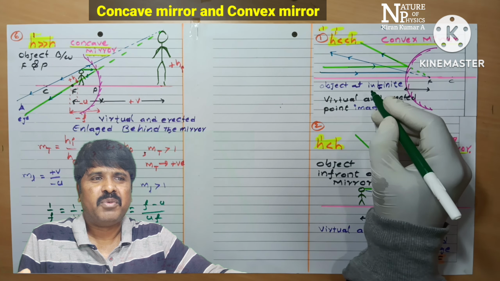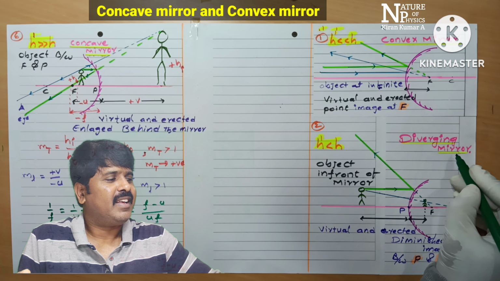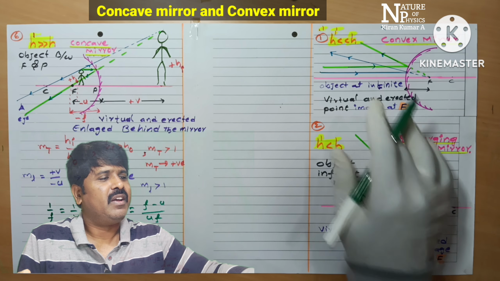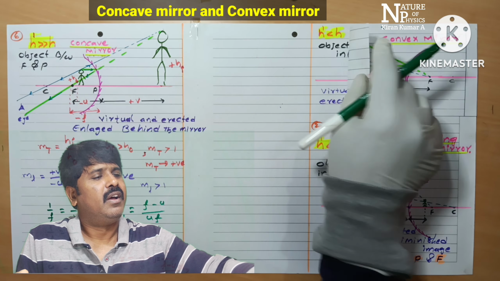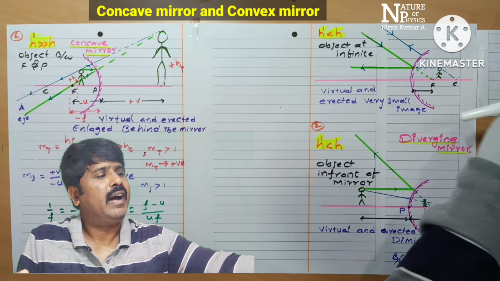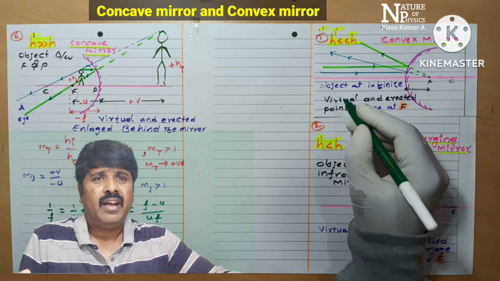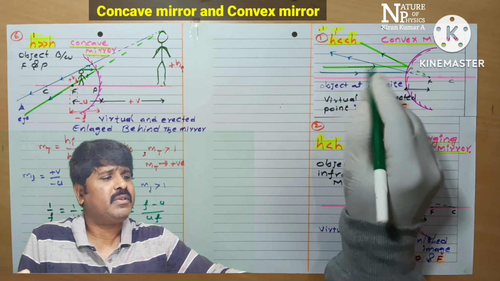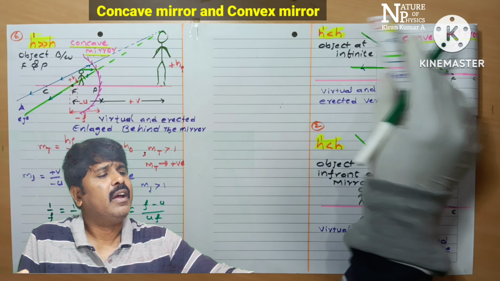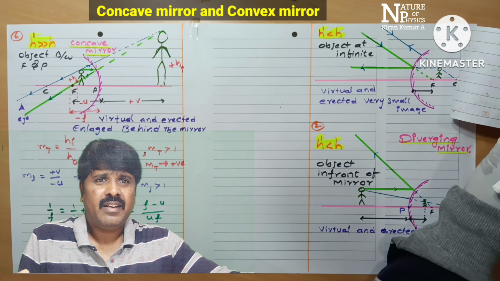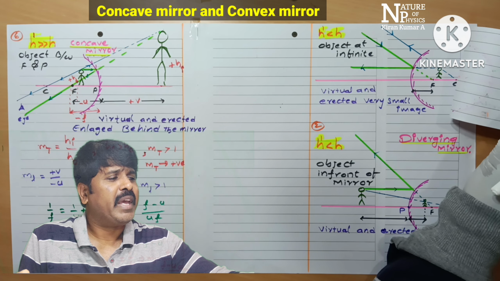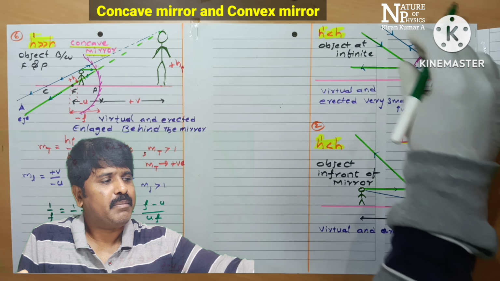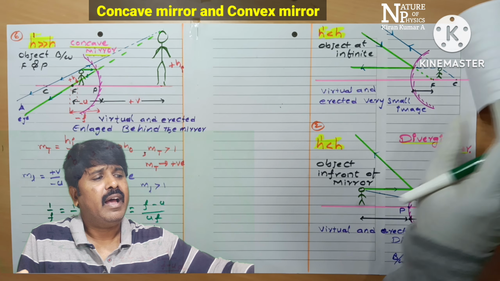Next we are discussing the convex mirror, that is the diverging mirror. Here we will have three diagrams, okay. See, student, 1, 2 and 3. For the first one, the object is at infinite distance, and we are considering parallel rays. The second one is also an object at infinite distance, but the parallel rays make some angle with the principal axis, students.